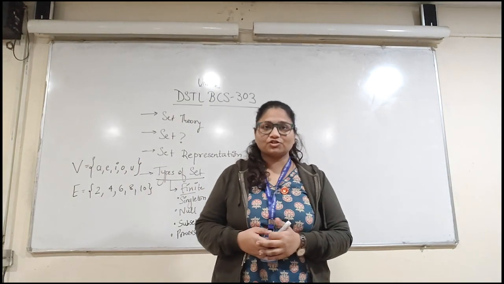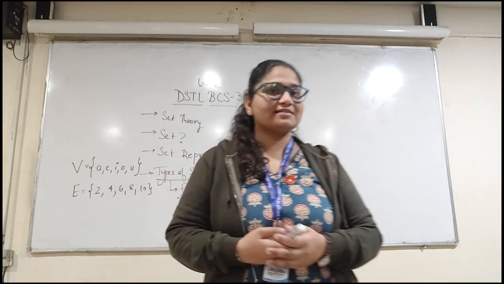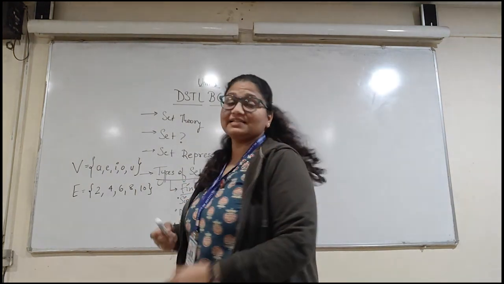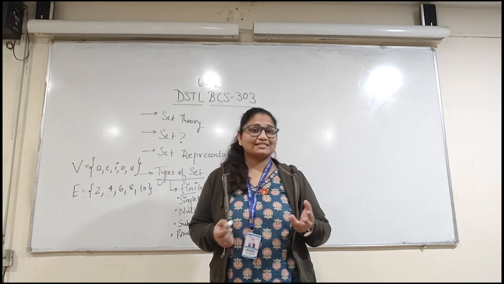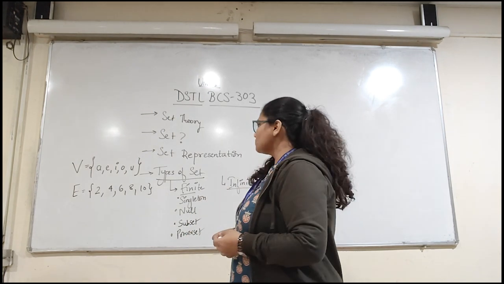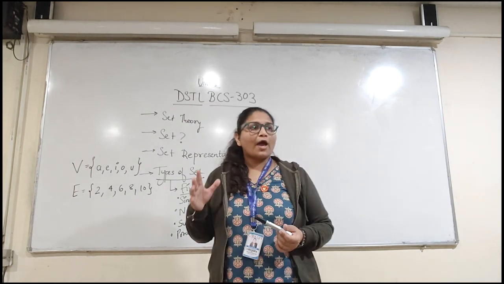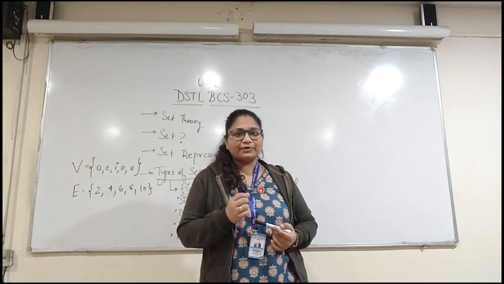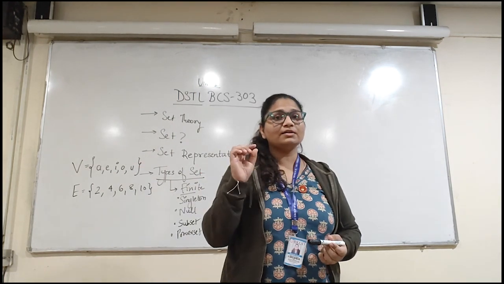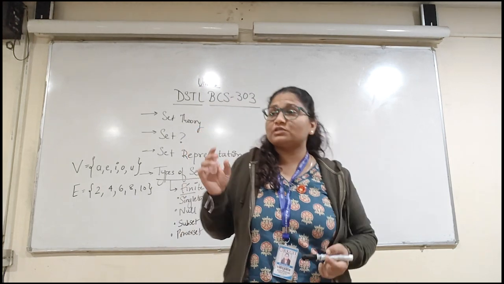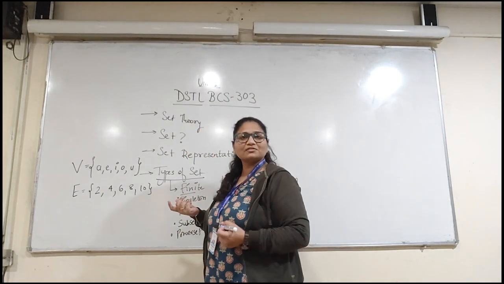With this video lecture series, we are starting your DSTL subject, which has the code BCS 303, and we are starting from unit 1, which is set theory. Now you must be wondering what is a set. A set is a collection of elements which are discrete from each other and fall into one common umbrella. Now you must be thinking, discrete from each other?